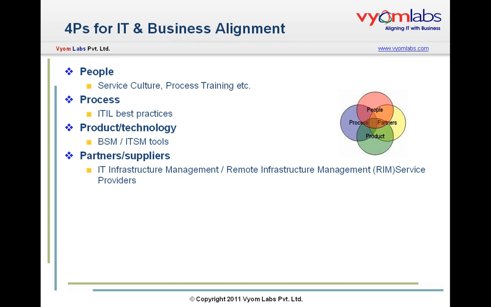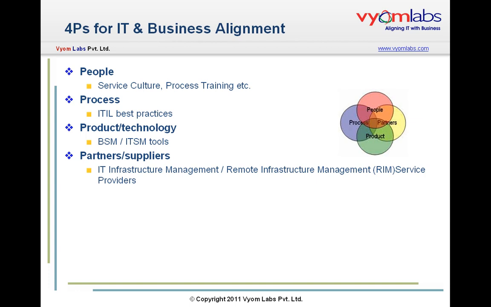So that's the third aspect, the third P, and the fourth one is the partners or suppliers. In this context, I would like to call them the RIM, remote infrastructure management, or IT infrastructure providers, the service providers who, as an external organization, help you by remotely doing the infrastructure management for your IT. We'll talk about that again in more detail in the next slide.